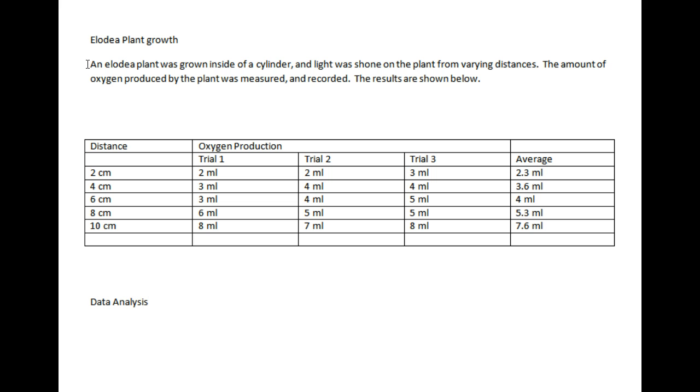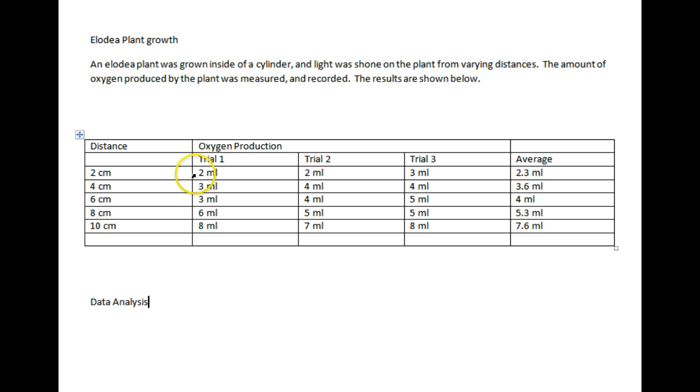And so what this experiment did was take an Elodea plant and grow it inside of a cylinder, shone the light on the plant from varying distances, and measured the amount of oxygen that was produced by the plant. So if you take a look at this, the light was shone from 2 centimeters, and here's the oxygen production from 2 centimeters from 3 trials. If you move the light away to 4 centimeters, this is the amount of oxygen produced, 6 centimeters, 8 centimeters, and 10 centimeters.